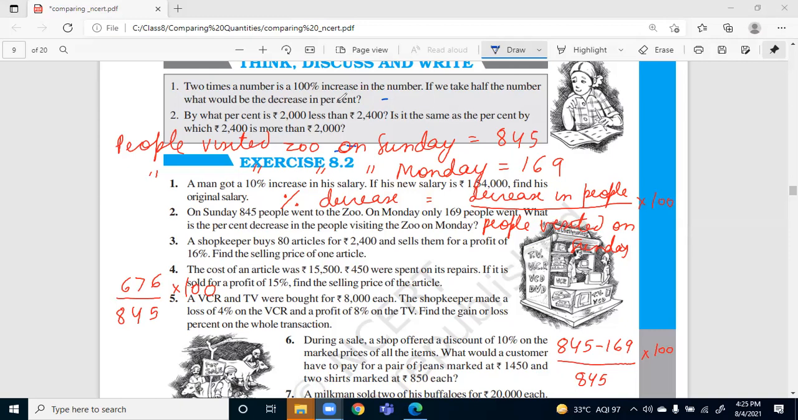Ma'am, 80%. Yes, 80%. Once you solve it, you will get the answer as 80%. It is correct. So Anmol, do tell me, are you also getting the answer as 80?